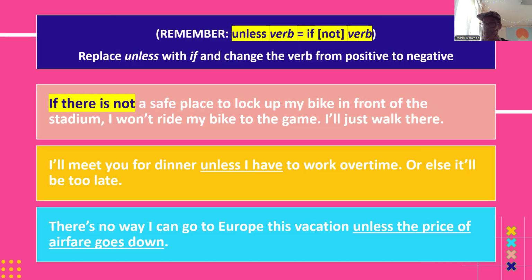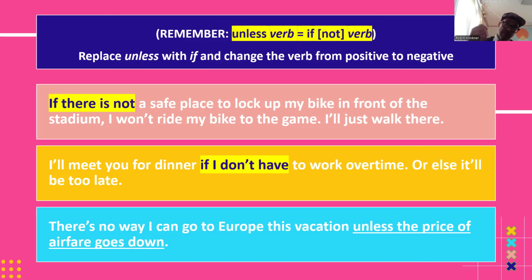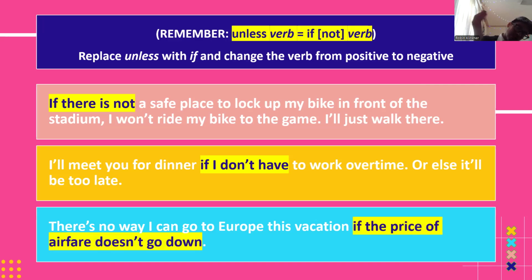I'll just walk there. I'll meet you for dinner unless I have to work overtime. I'll meet you for dinner if I, what's the negative form of have? Don't have. I'll meet you for dinner if I don't have to work overtime, or else it'll be too late. Finally, unless the price of airfare, that's the subject, goes down, doesn't go down. There's no way I can go to Europe this vacation if the price of airfare doesn't go down.